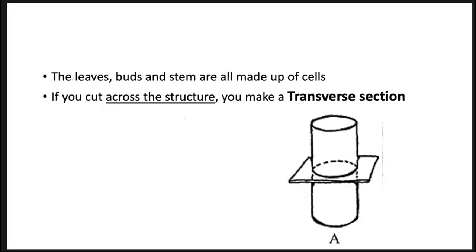However, if you cut across a structure, that is perpendicular to a structure, we say it is a transverse section. So if you're cutting a cell along its axis, or parallel to the structure of a cell, we say it's a longitudinal section. However, if you're cutting a structure across it, or perpendicular to its axis, we say it's a transverse section. So the leaves, the buds, the stem, they're all made up of cells.